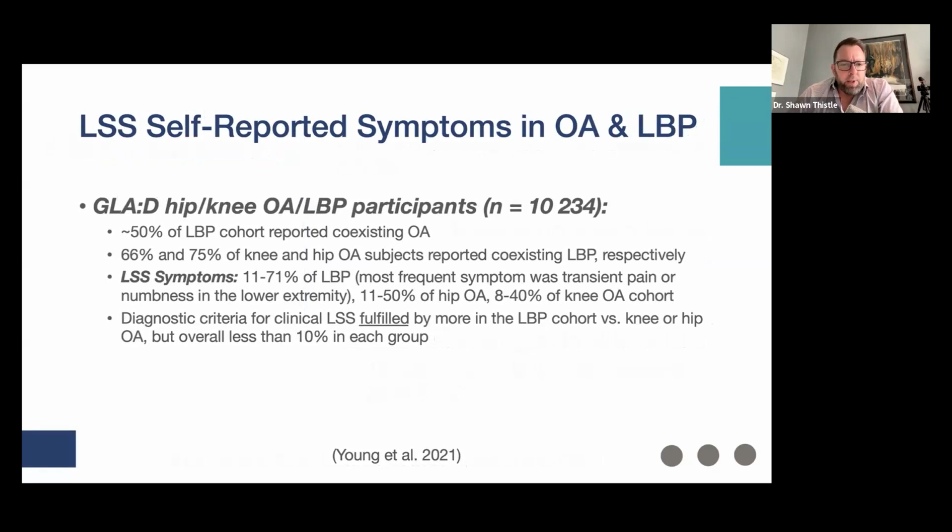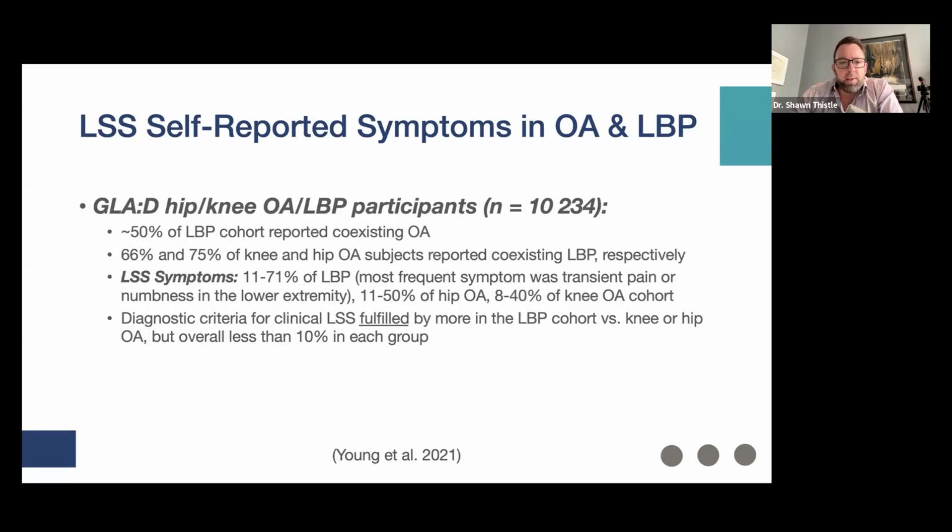Most of you watching or here now will be familiar with the GLAD program, Good Life with Osteoarthritis Denmark. It's one of the most highly researched exercise programs designed to help people with osteoarthritis of the knee, hip, and low back. And James did, as part of his PhD, a look into the data that they have in terms of the cohort of the GLAD patients that had low back pain. And what they found is that 66% and 75% of the knee and hip OA subjects, respectively, had coexisting low back pain. And we've known this for a number of years.